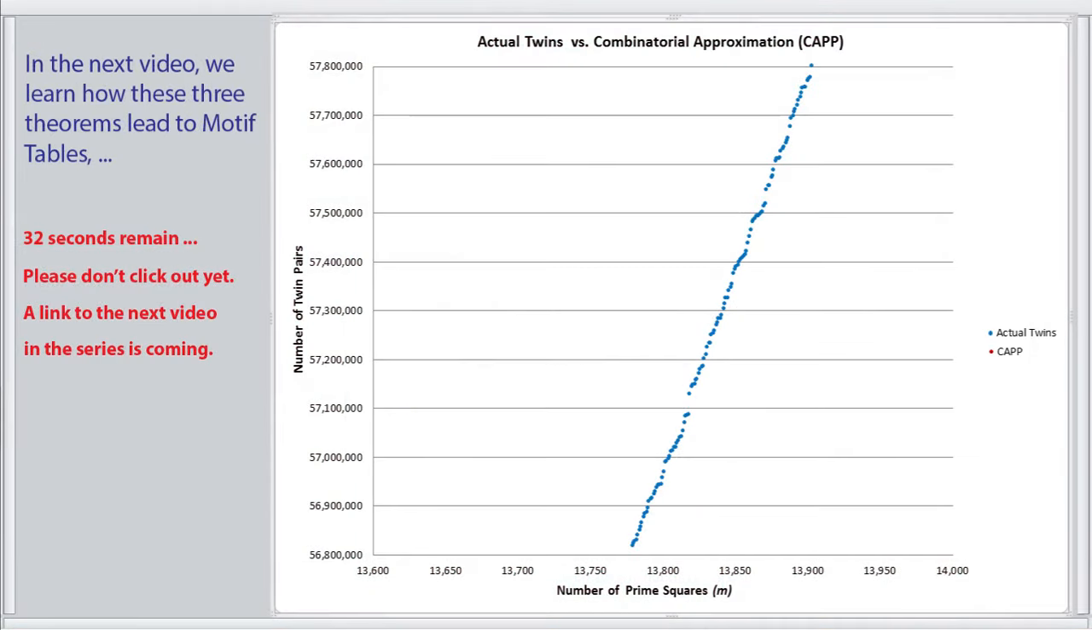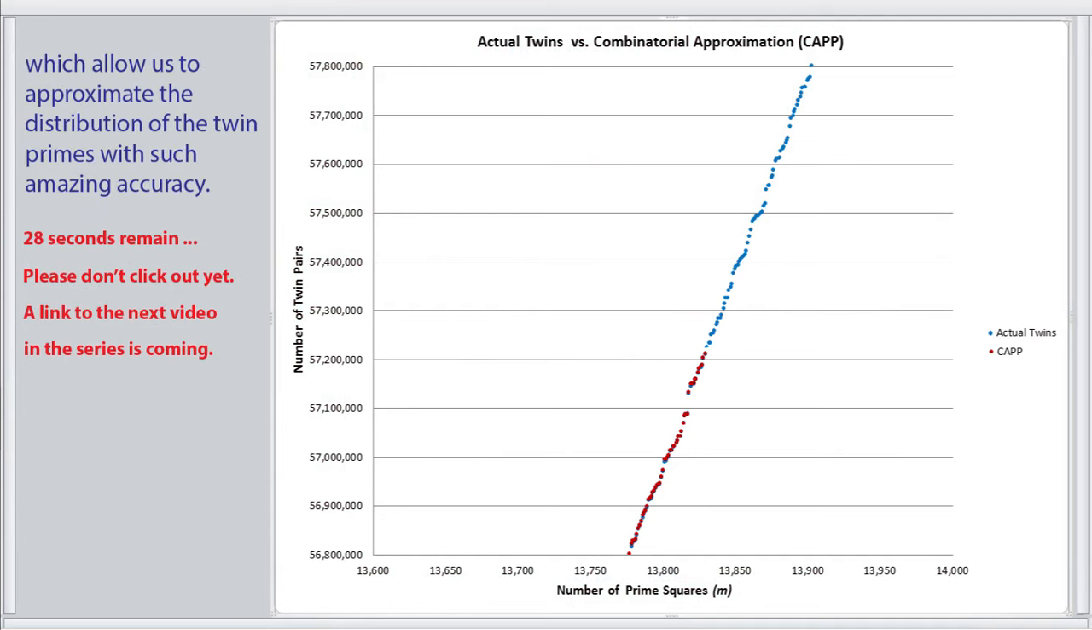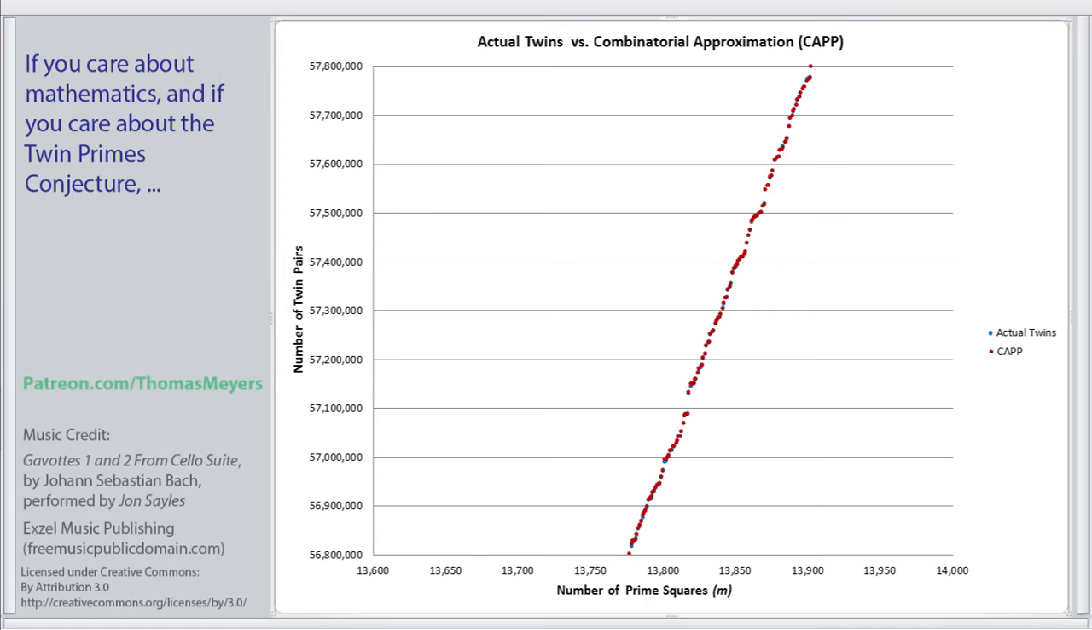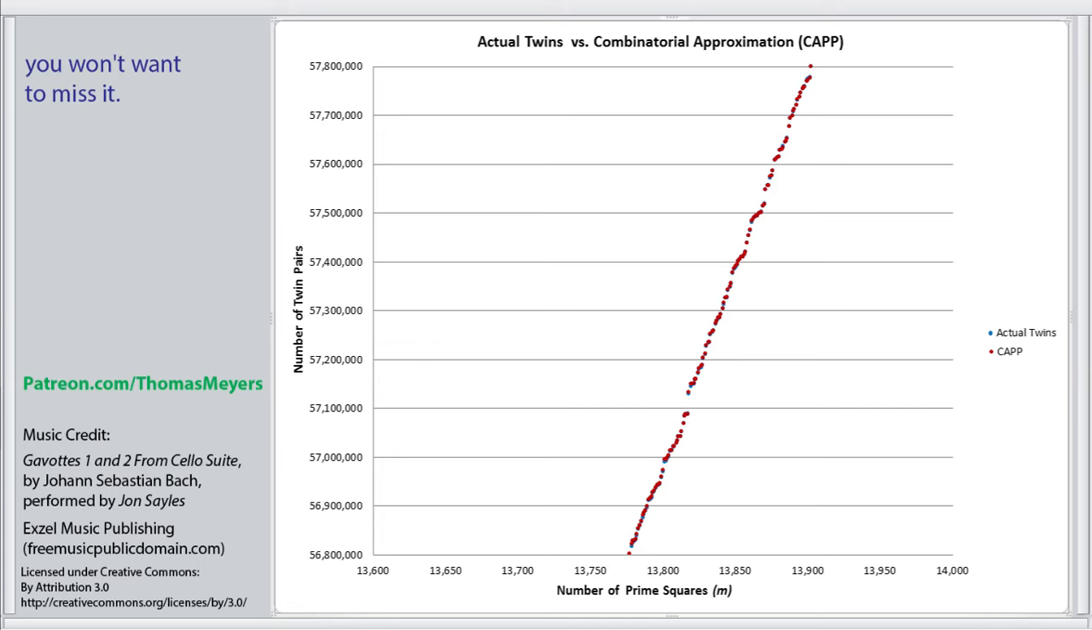In the next video, we learn how these 3 theorems lead to motif tables, which allow us to approximate the distribution of the twin primes with such amazing accuracy. If you care about mathematics and if you care about the twin primes conjecture, you won't want to miss it.